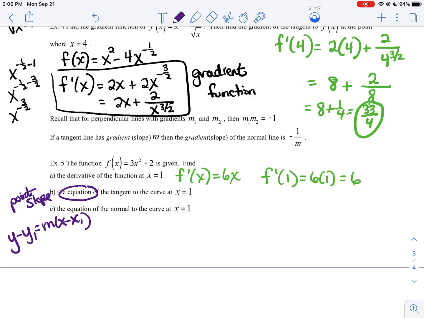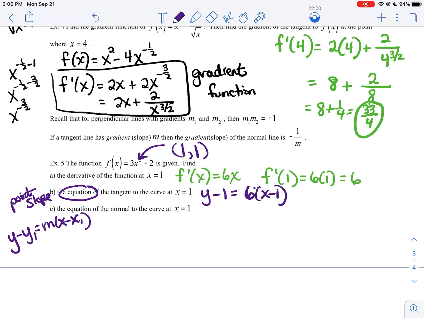Well, you need a point, and here's where it's inferred. If I come back up here and plug in 1, 3 times 1 is 3, minus 2 is 1. So I actually have a point, even though they only gave me the x-coordinate. So then here's my equation: y minus 1 equals 6 times the quantity x minus 1. That's it. You do not have to put it in y equals mx plus b form.